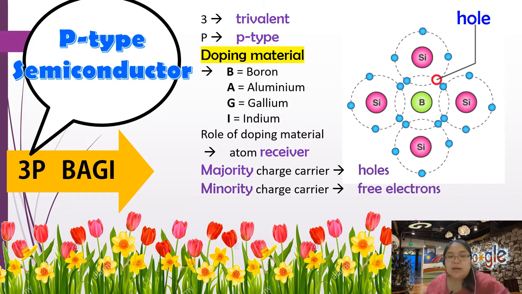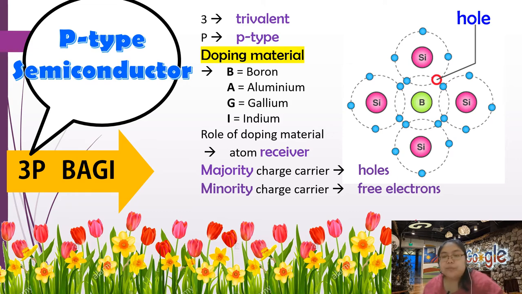You need to add trivalent doping material. Which materials are trivalent? From here the short form is BAGI. B is boron, A is aluminium, G is gallium, and I is indium. So we got four examples of doping to produce a trivalent P-type. So BAGI actually is the impurity. The role of the doping material is atom receiver. Why do I call it an atom receiver? You can say atom acceptable also can, receiver also can.